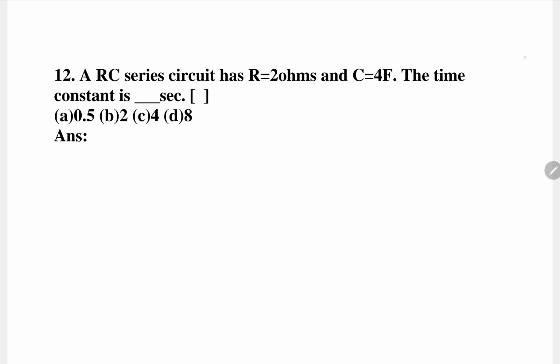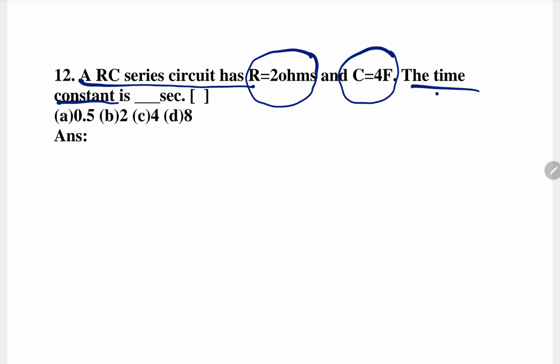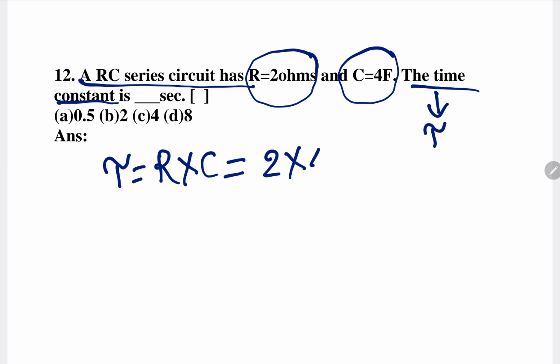Next, it's about the RC series circuit. An RC series circuit has R equal to 2 ohms and C equal to 4 microfarad. Then what is the time constant? We need to calculate the time constant tau. So tau is equal to, what is the formula? R into C. R value is 2, C value is 4, so 8 seconds. So the answer is D.